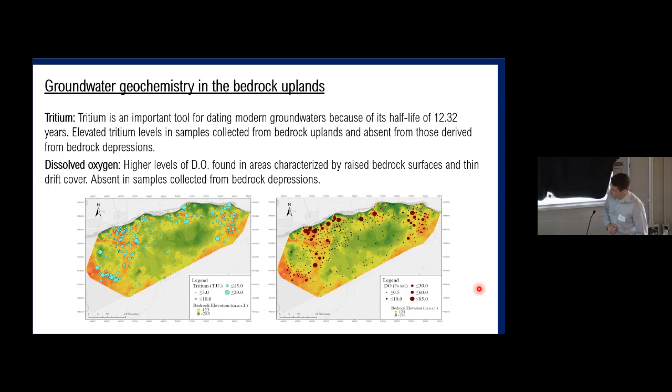And we can also see some interesting trends when we look at dissolved oxygen in those areas as well, with basically there being an absence of detectable dissolved oxygen, which is what we'd expect in those highly reducing settings in the bedrock depressions. And we start to see some of that detectable dissolved oxygen in those bedrock uplands as well.